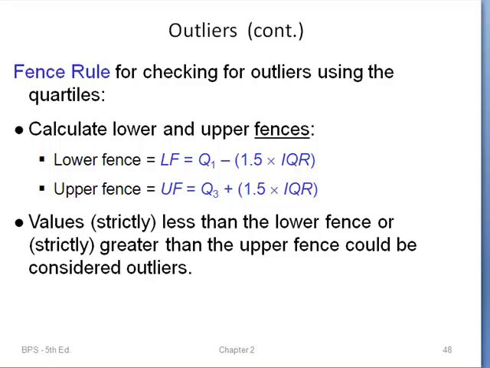We have things called a lower and an upper fence, and if our data is smaller than the lower fence, that will indicate that we have an outlier. And if our data value is greater than the upper fence we calculate, that tells us that we potentially have an outlier, or that we have an outlier.